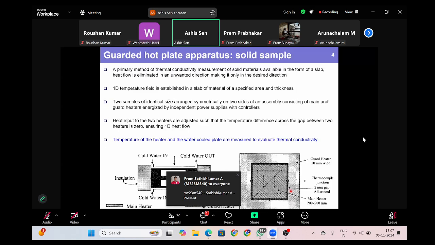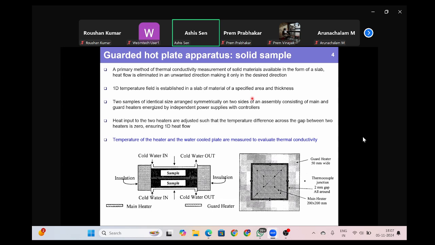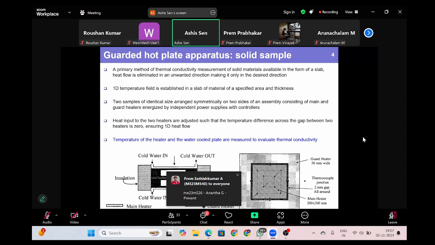So now let us look at the guarded hot plate apparatus. This is a method for thermal conductivity measurement in solid materials which are available in the form of a slab. So this sample that you see here is basically the solid specimen in the form of a slab whose thermal conductivity you want to measure. And what you see here is the cross section of a setup. So you have the sample located here, and on the sides, you have insulation.